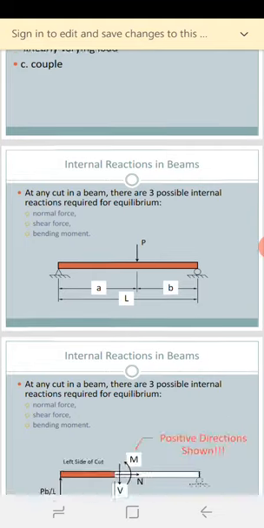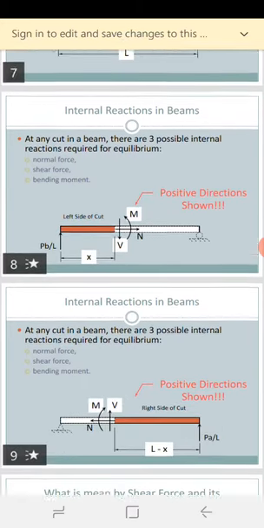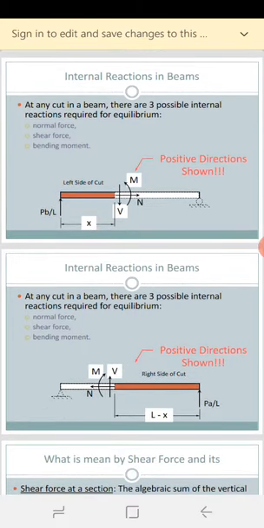Now, internal reaction in a beam. Suppose this is a simply supported beam, and the concentrated load P is acting at a distance of A from the hinge support. Now the three possible internal reactions required for the equilibrium: normal force, shear force, and bending moment. Now I cut this beam at a distance of x. Now you have to see the three internal reactions.